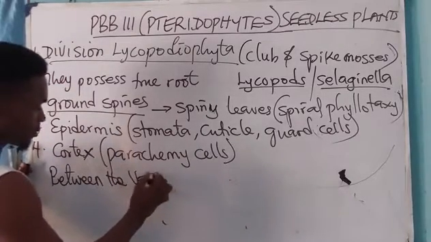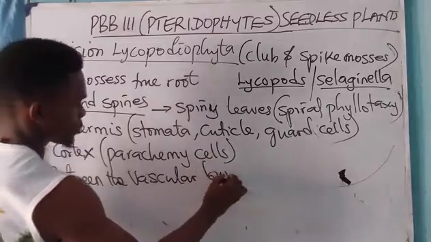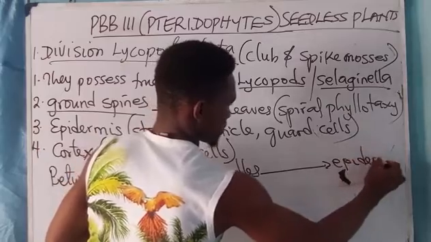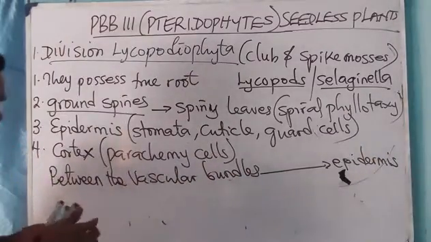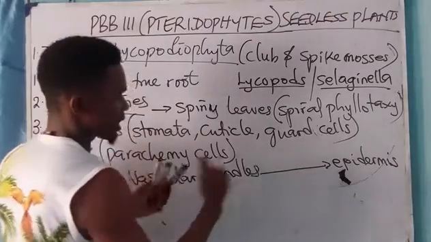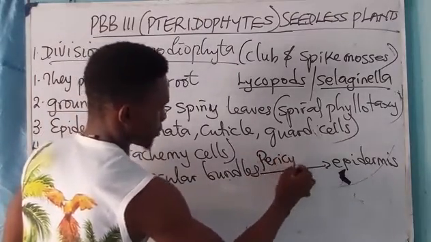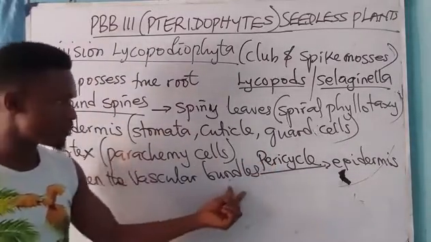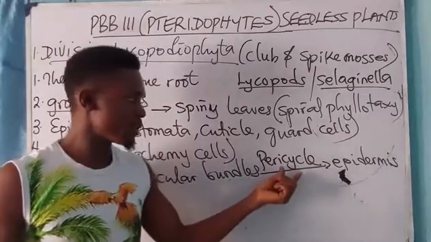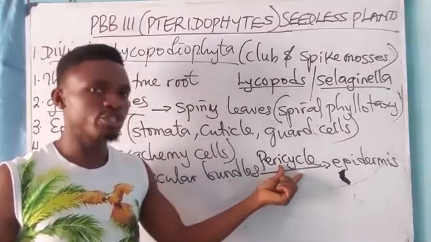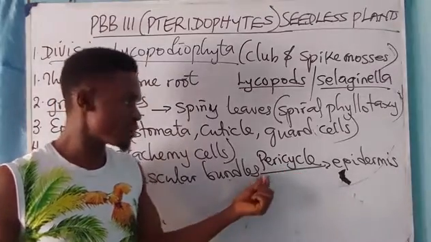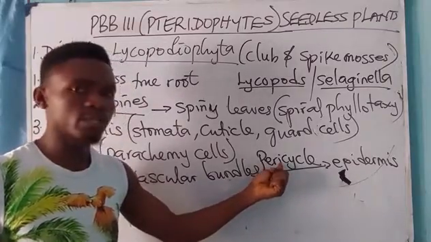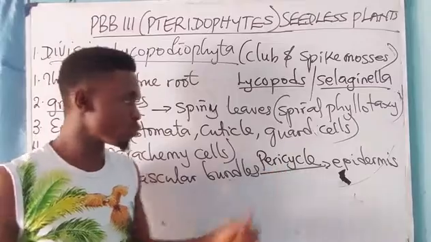Now, between the vascular bundles and the epidermis lies the pericycle. Which means that the pericycle is found between the vascular bundles and what? Epidermis. And this pericycle gives rise to the adventitious roots. This pericycle gives rise to what? Adventitious what? Root. Take note of that.